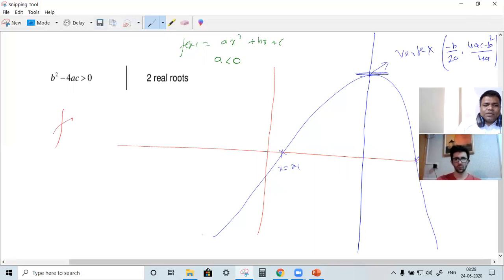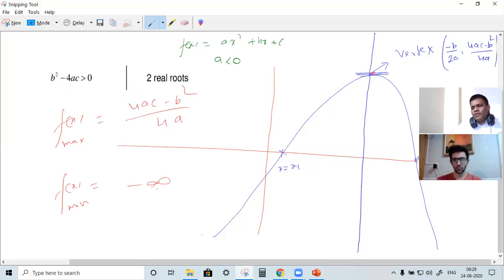So can you tell in this case what is f of x max and what is f of x min? The minimum is minus infinity. Correct. The maximum is 4ac minus b square by 4a, because the y coordinate is going to be the maximum here. And what is the equation of the axis of symmetry? Same, x is equal to minus b by 2a.